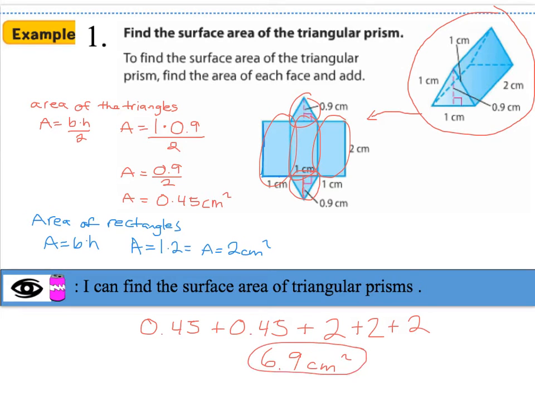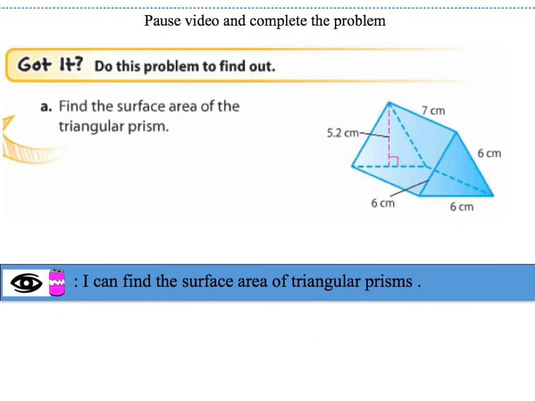Now that's the surface area of the triangular prism, or the surface area of this tent. So pause the video, complete this guided problem, and we'll discuss the answer in class tomorrow.